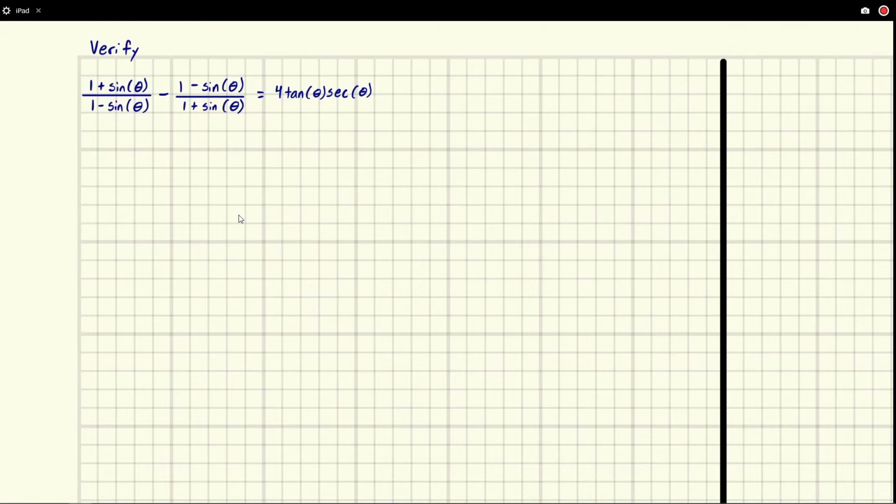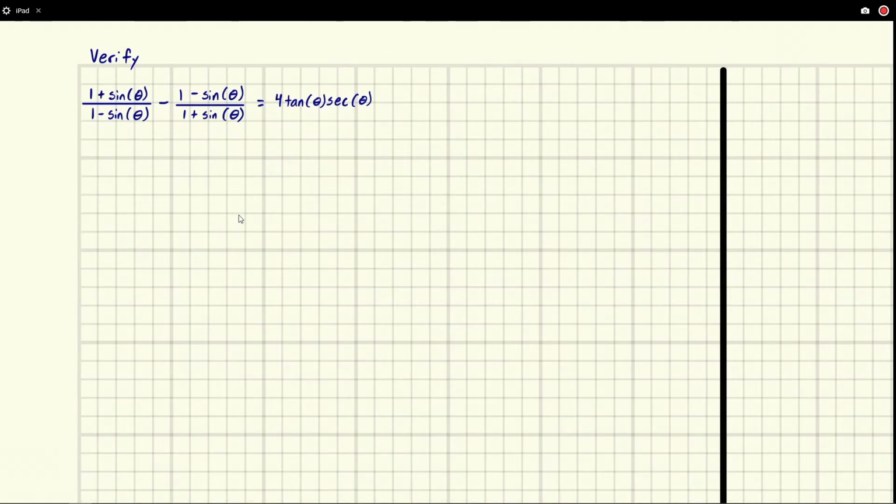Eric Burgess here, and we've been asked to verify (1 plus sine theta)/(1 minus sine theta) minus (1 minus sine theta)/(1 plus sine theta) equals 4 tangent theta secant theta. So it's kind of a lot, and there's a couple directions we could go. This 4 kind of suggests that there could potentially be a double angle identity. It doesn't have to be there, but I wouldn't be surprised if one pops up.